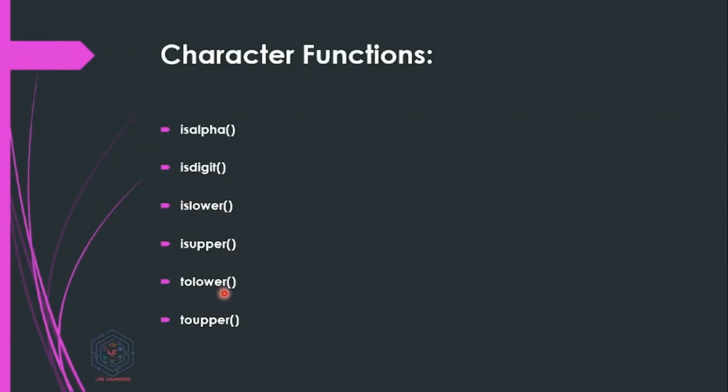Then here this comes, we see the tolower function. What is the main difference between islower and tolower? The islower function only checks whether the given string is all in lower case, but the tolower function converts the string to lower case. If there are any upper case letters, then it converts them to lower case.